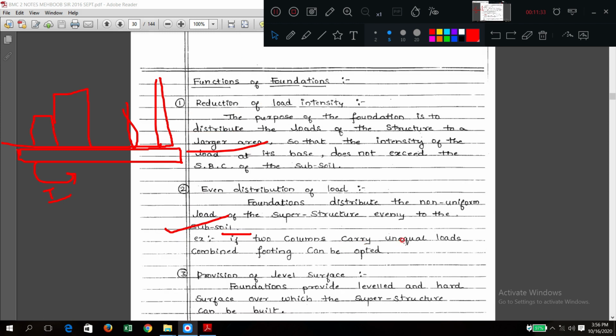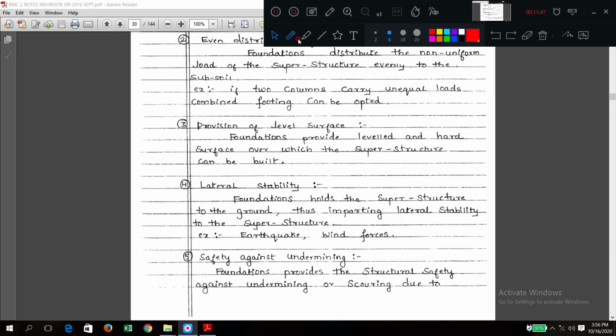That is what is written here. If two columns carry unequal load, a combined footing can be used so that the load is distributed evenly. Next is what? Provision. What is this provision? Provision of level surface. Means what? This is the foundation.